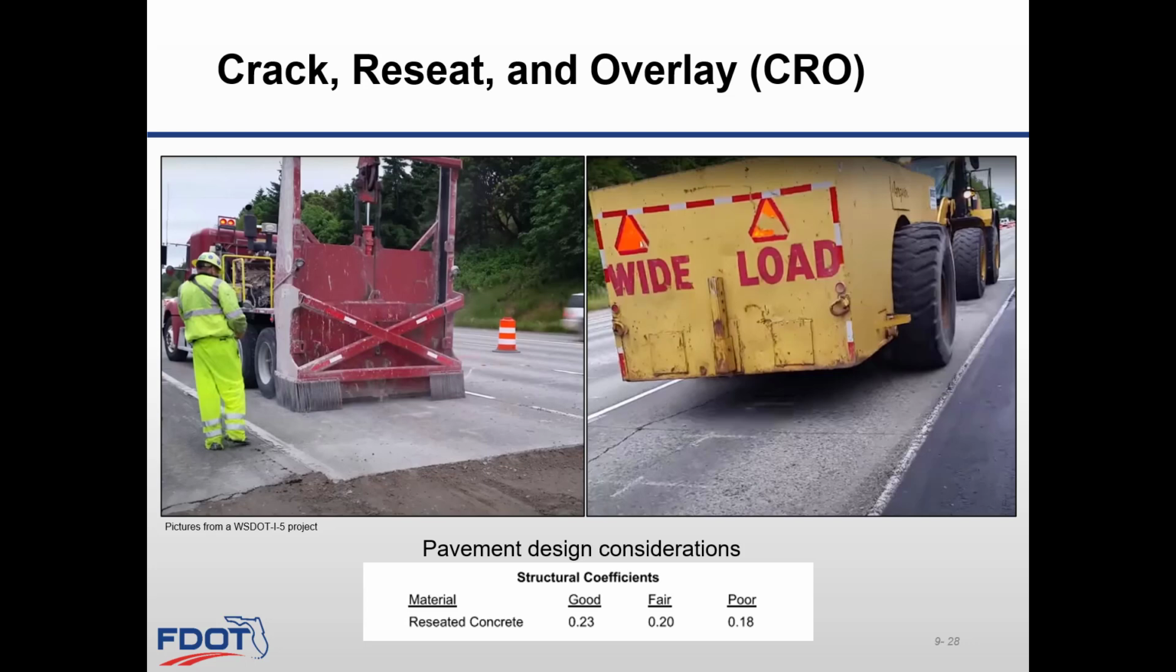An AMI layer is used to prevent reflective cracking and provide a waterproofing layer. This method is only used on jointed plain concrete pavement, JPCP types of pavement. The structural coefficient table here provides a range depending on the condition of the pavement from good to poor to determine the base strength.